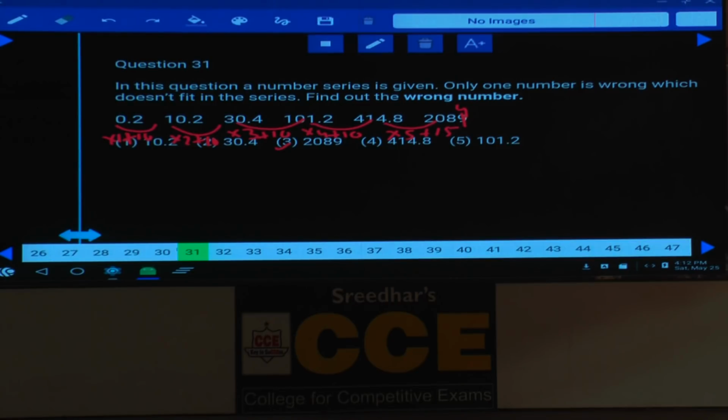Then each of these numbers is multiplied with into 1 plus 10, into 2 plus 10, into 3 plus 10, into 4 plus 10, into 5 plus 10.